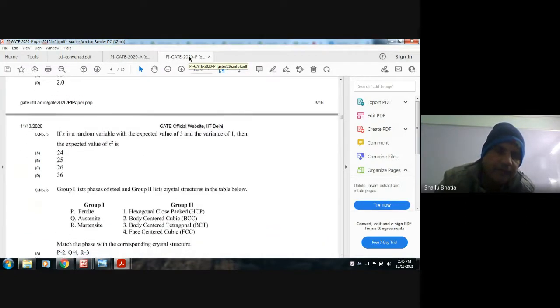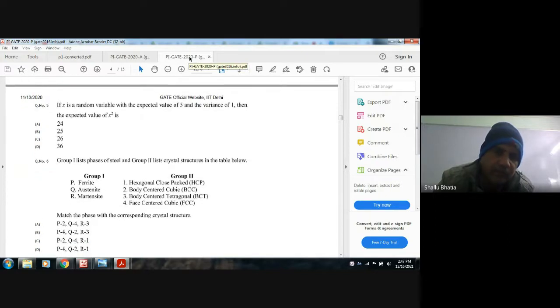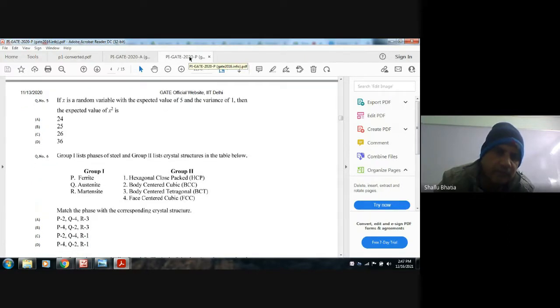If x is a random variable with expected value of 5 and variance of 1, then the expected value of x² is A 24, B 25, C 26, D 30.